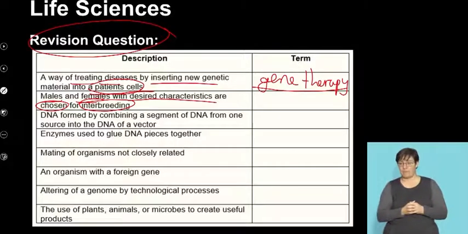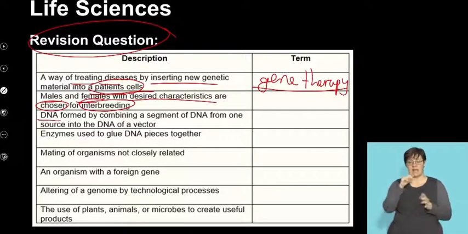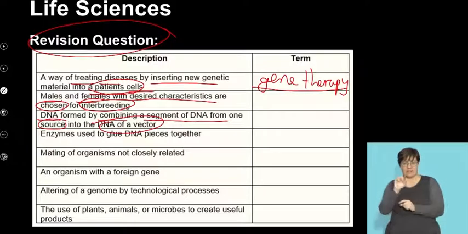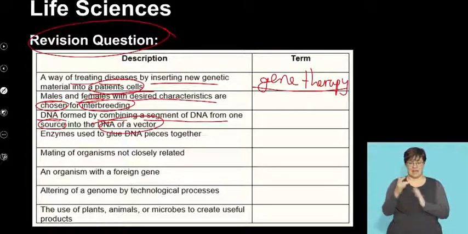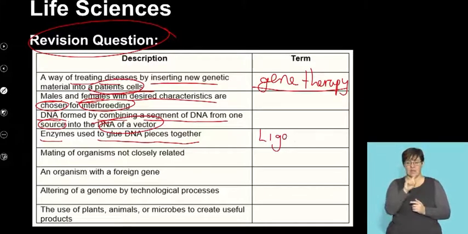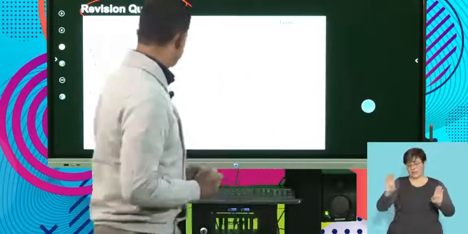The next description, DNA formed by combining a segment of DNA from one source into the DNA of a vector. So that concept of combining genetic information into a vector is called recombinant DNA technology. Enzymes used to glue DNA pieces together, again, that is an enzyme which we refer to as ligase, and it's used basically to connect a recombinant DNA into a plasmid.